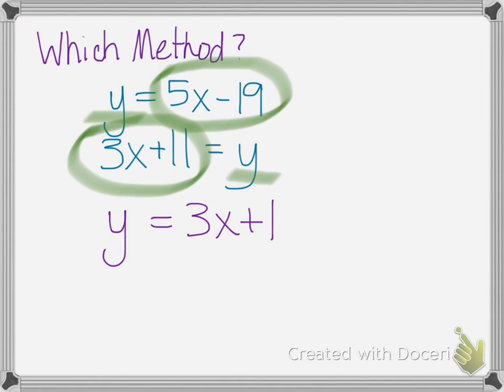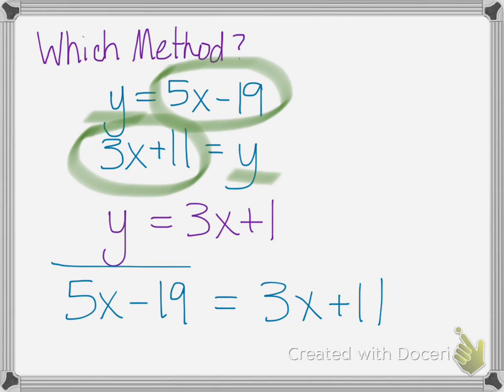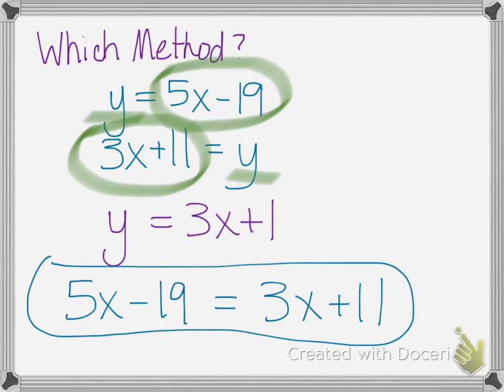So what I would do on this one is set 5x minus 19 equal to 3x plus 11, because both of those expressions are equal to y. I think that would be the most efficient method for getting the x coordinate for this system of equations.